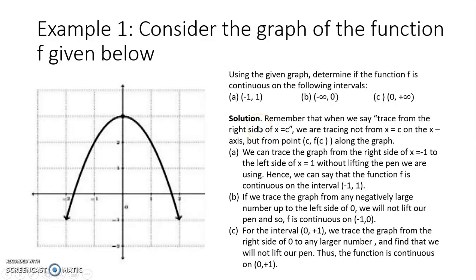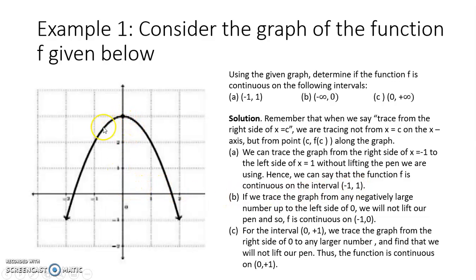Solution. Remember that when we say trace from the right side of x equals c, we are tracing not from x equals c on the x-axis, but from the point f of c along the graph. So for letter A, we can trace the graph from the right side of x is -1 to the left side of x is +1 without lifting the pen we are using. Hence, we can say that the function f is continuous on the interval -1, 1.